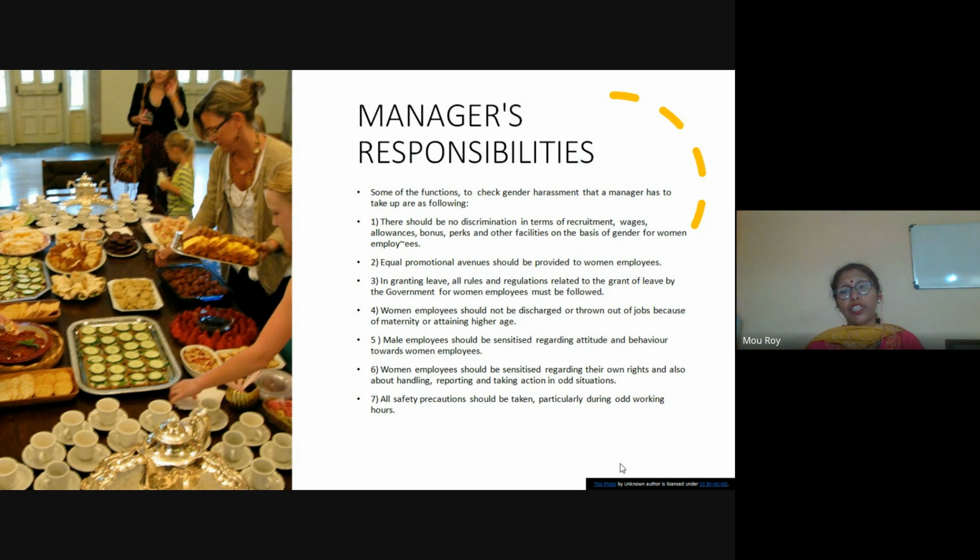necessary. Meals should be provided to the women employees, and in case of granting leave, all the rules and regulations related to the grant of leave by the government for women employees must be followed. Women are being given maternity leave, maybe 1 year maternity leave with full pay. It's not half pay or no pay, it's with full pay.